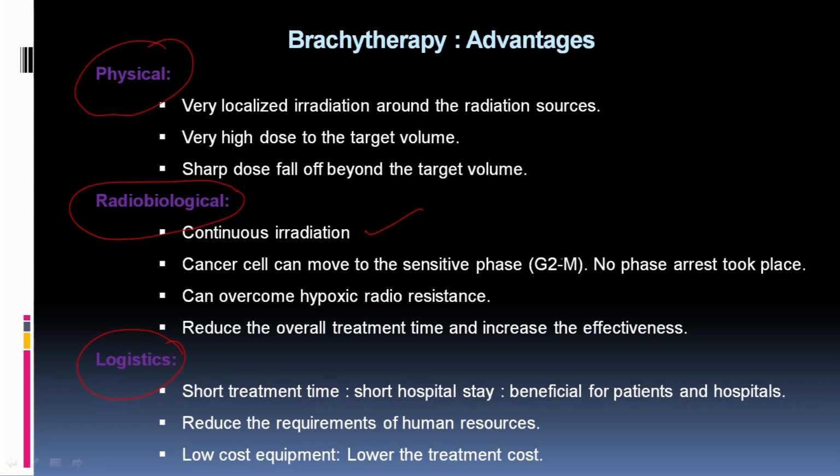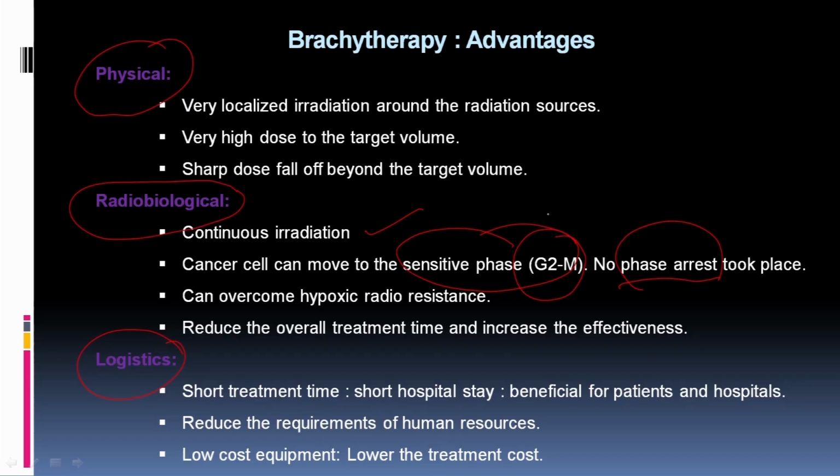So cancer cells can move to the sensitive phase of the cell cycle. The sensitive phase of the cell cycle means, here we know that in the cell cycle the G2M phase is the radiosensitive phase. In external beam radiotherapy, as we deliver a high fractionated dose, there may be some phase arrest or cell cycle inhibition. So cells are blocked in a certain phase, but here we use low, continuous irradiation, as we apply in low dose rate brachytherapy. So cancer cells can move towards the sensitive G2M phase, and these cells are effectively killed by the radiation.